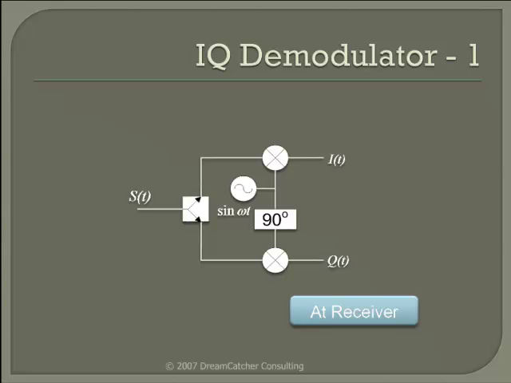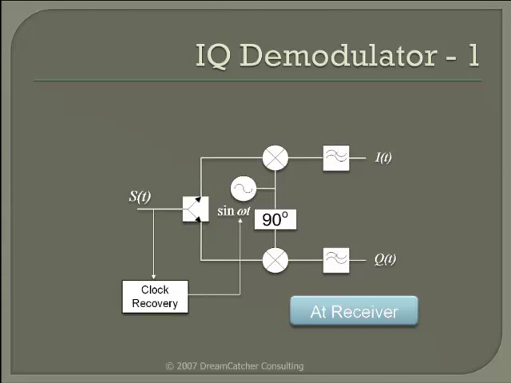They are multiplied with a local oscillator clock that is recovered from the received signal. The recovery of the local carrier must be accurate in frequency and phase, otherwise it will result in symbol and bit errors. The I component is multiplied with the local carrier, while the Q component is multiplied with a 90 degrees phase shifted carrier. The signals are then put through low-pass filters to recover the I and Q signals. Let's take a closer look at how this works.